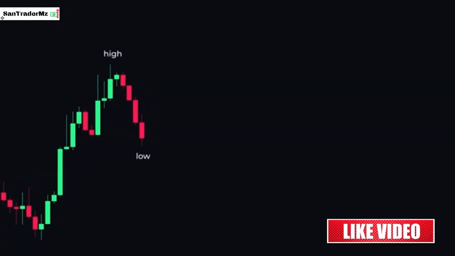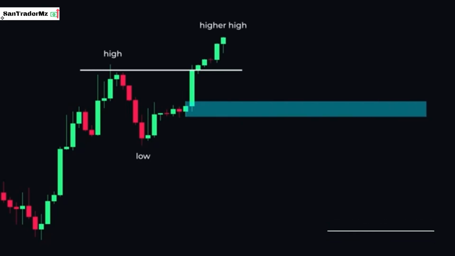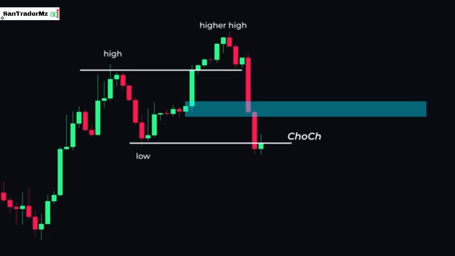Let's break down this chart example. In this chart, we can see the price move significantly upward, paired with inefficiency. We also see the price made higher highs here, so we can draw an order block at this candle. But then, the price moved downward and actually broke the order block. This move also created a change of character as the price broke below the previous lows, indicating that the trend has shifted from bullish to bearish.